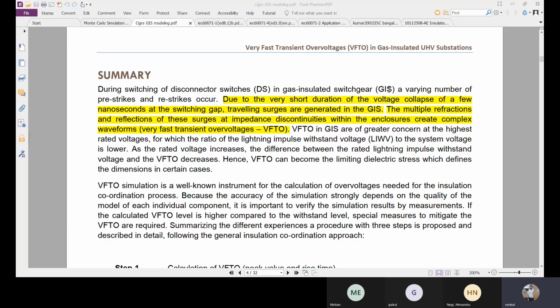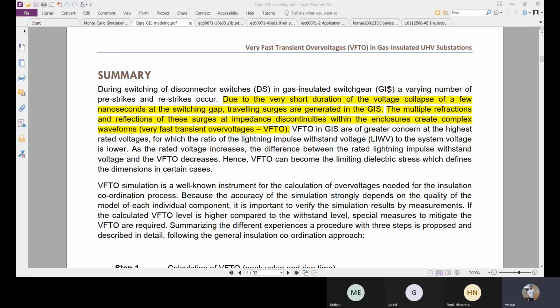That built-in voltage will produce more stress on the insulation, right? We have conductors inside the GAS, and we have an enclosure that has some insulation, which we call the insulation level. That will be getting more stressed due to this action. That is why we have to check whether this built-in voltage, which is happening due to this disconnector action, is well within the limit of lightning impulse withstand voltage.